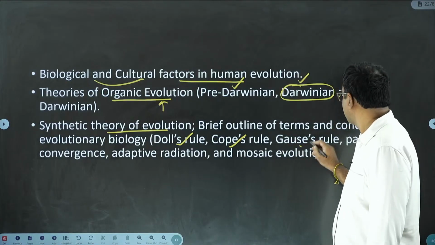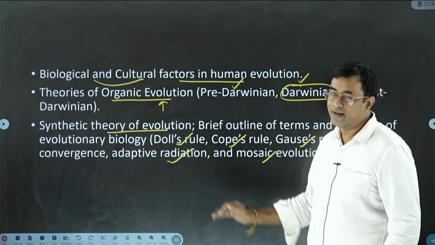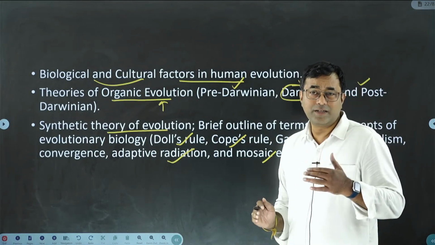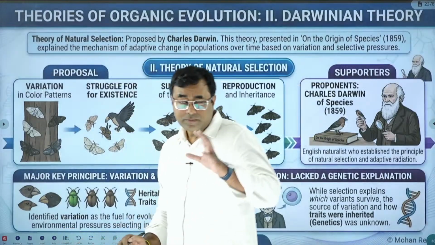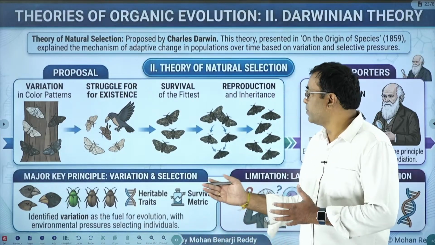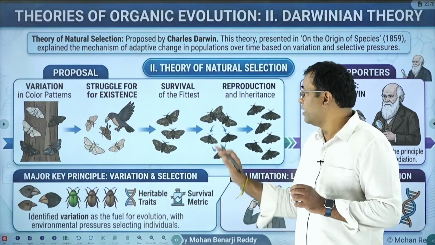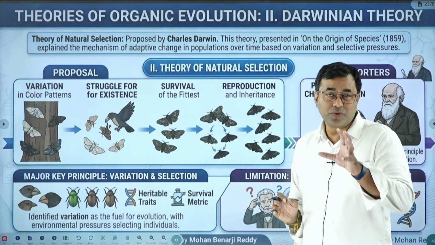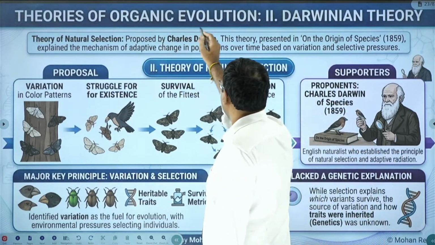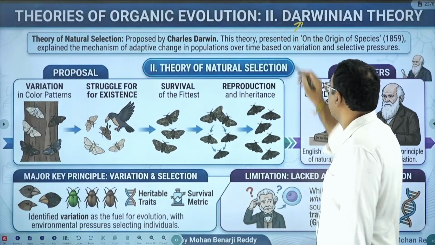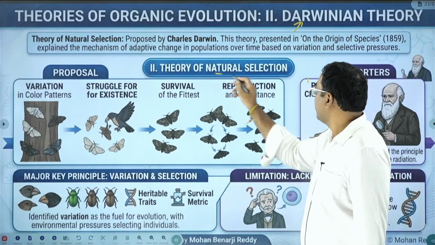Dollo's rule, Cope's rule, Gause's rule, and convergence, adaptive radiation, mosaic evolution. All these different concepts are helpful to understand how human evolution has happened over a period of time. For example, when we discuss different types of concepts in the subject, I will try to give you pictographic representations so that you can easily understand the subject. And here, the theories of organic evolution, with respect to the Darwinian theory: Darwin has given many principles, and one of them is the theory of natural selection.